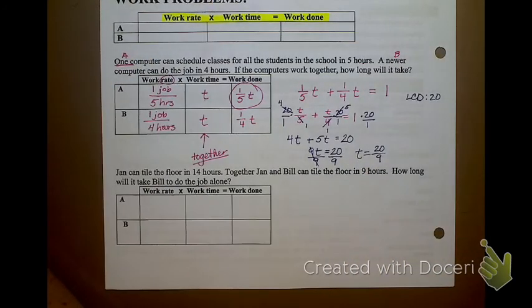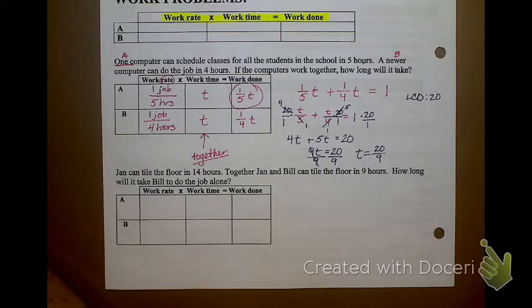So, couple questions for you. Do I have any excluded values? Yes or no? No. Why not? T was on top. There was no T on the bottom. So I don't have any excluded values to worry about.